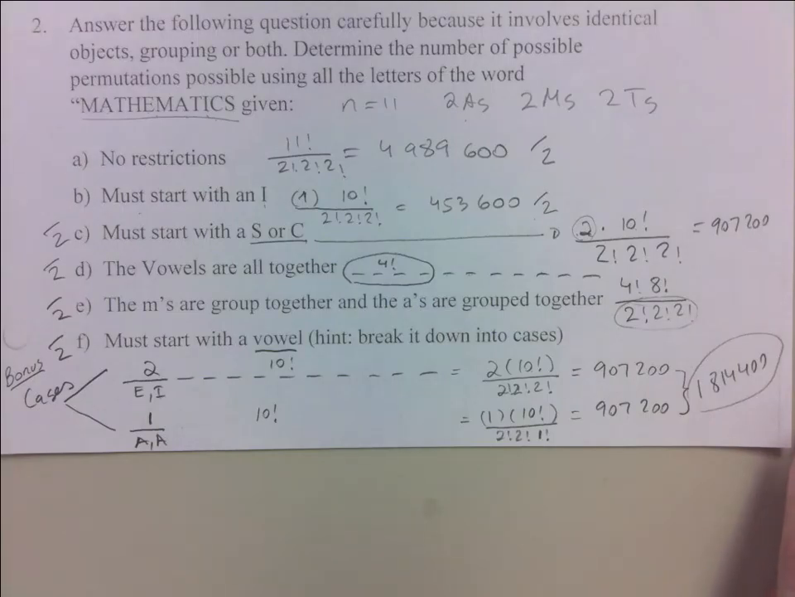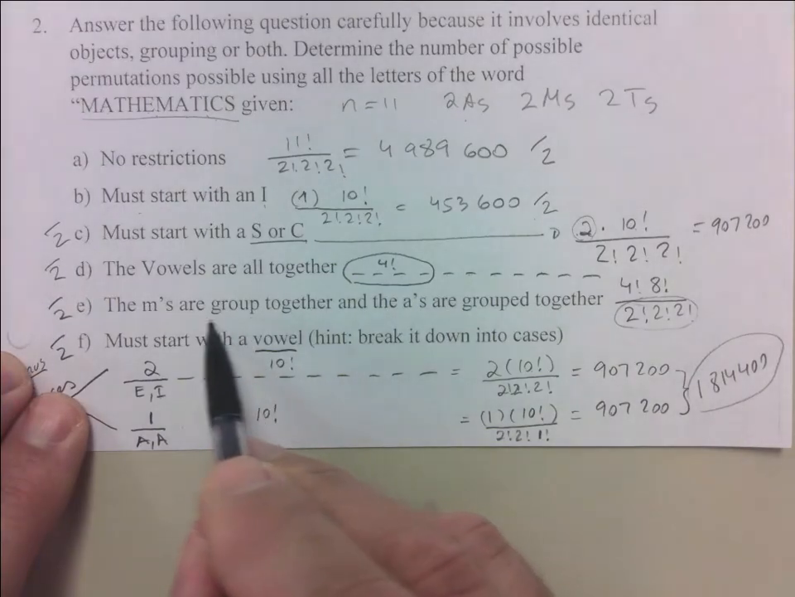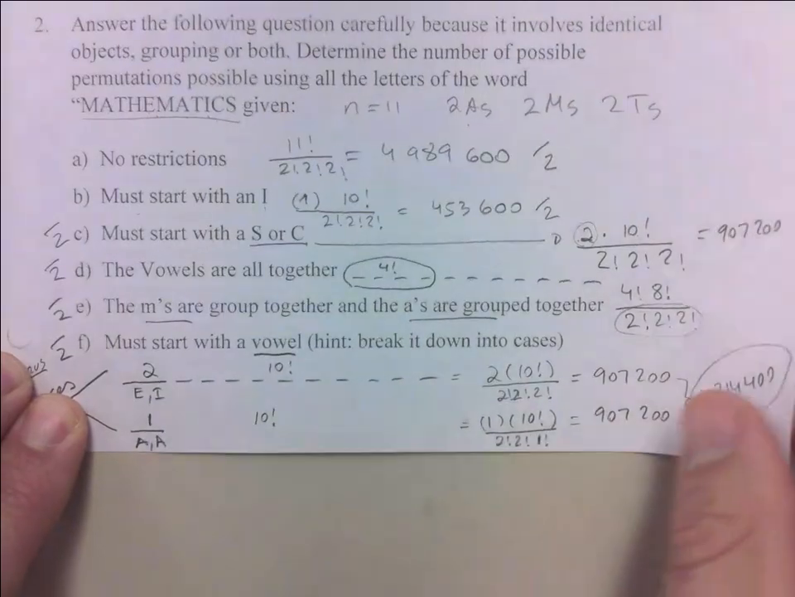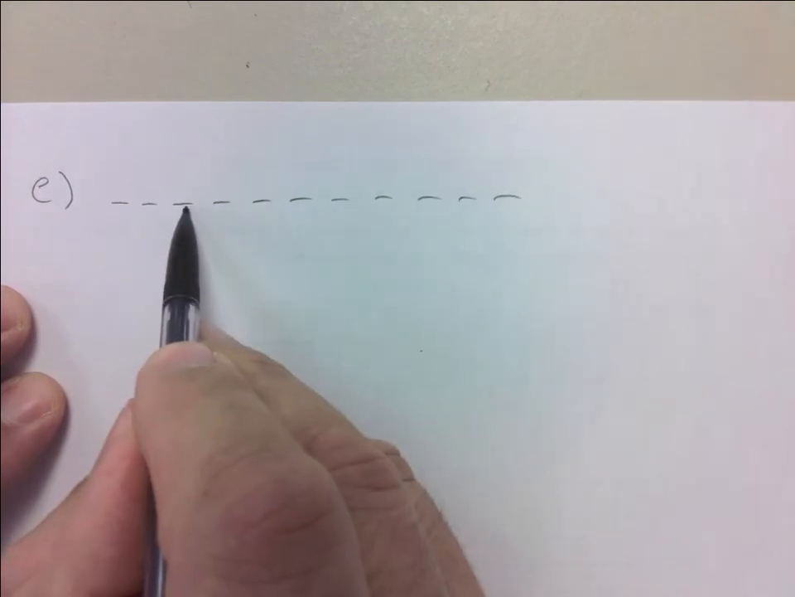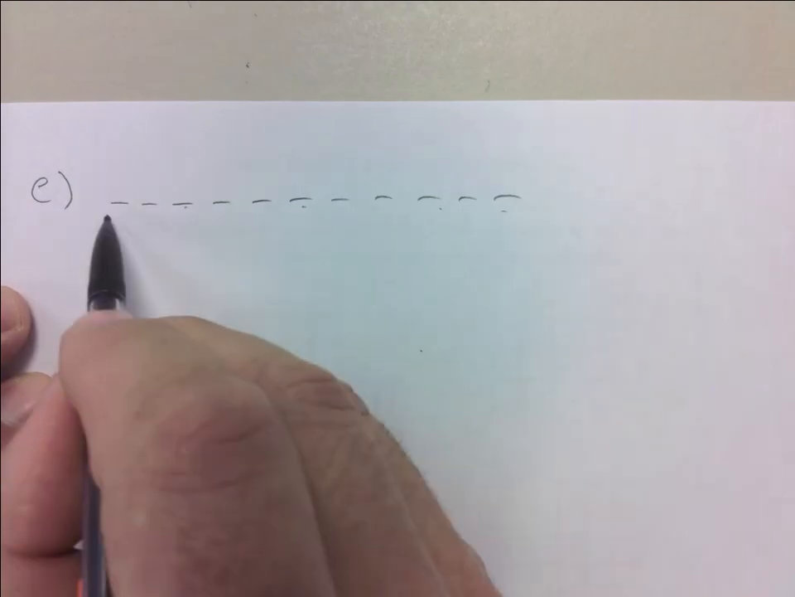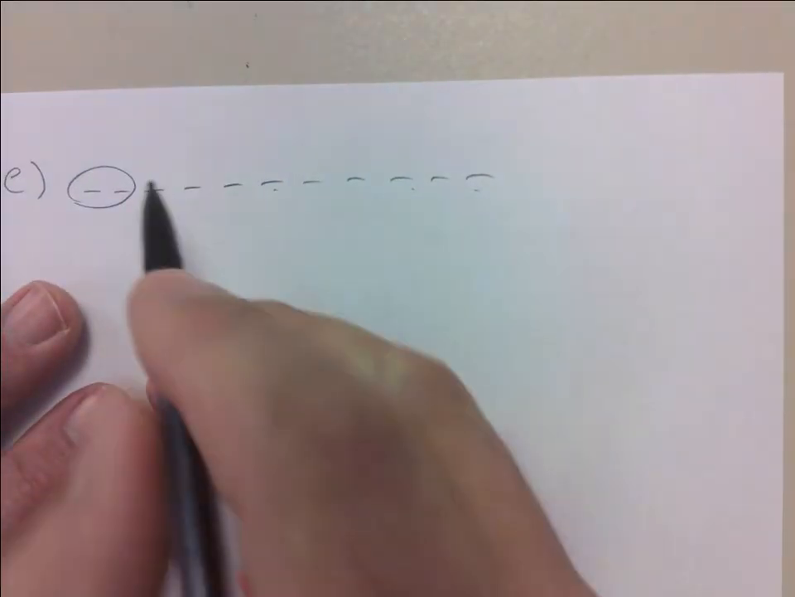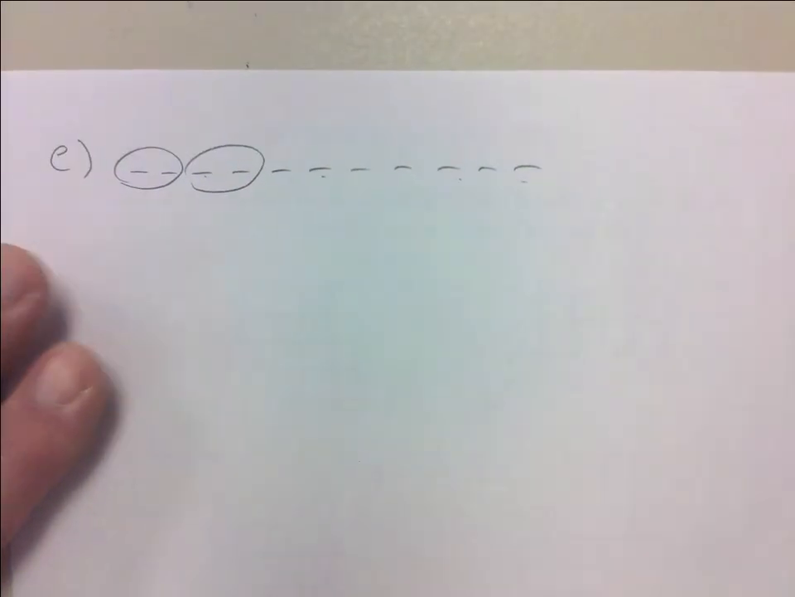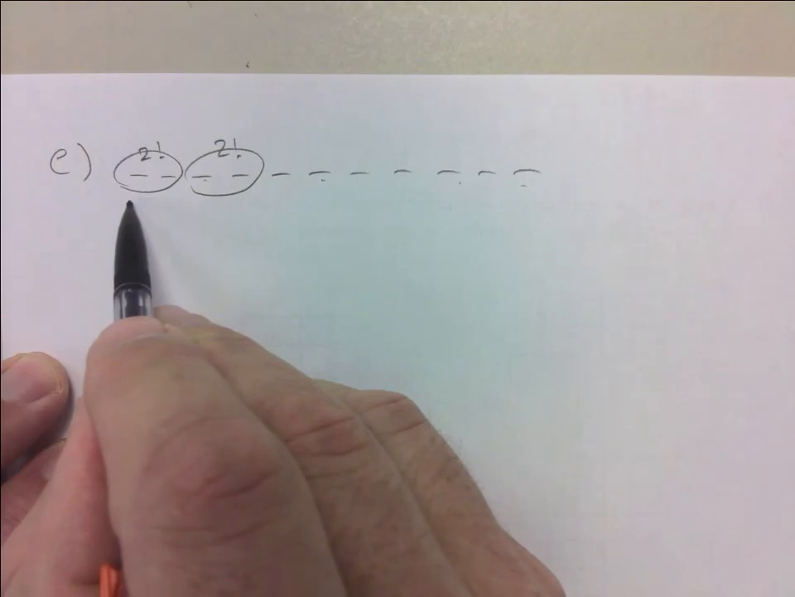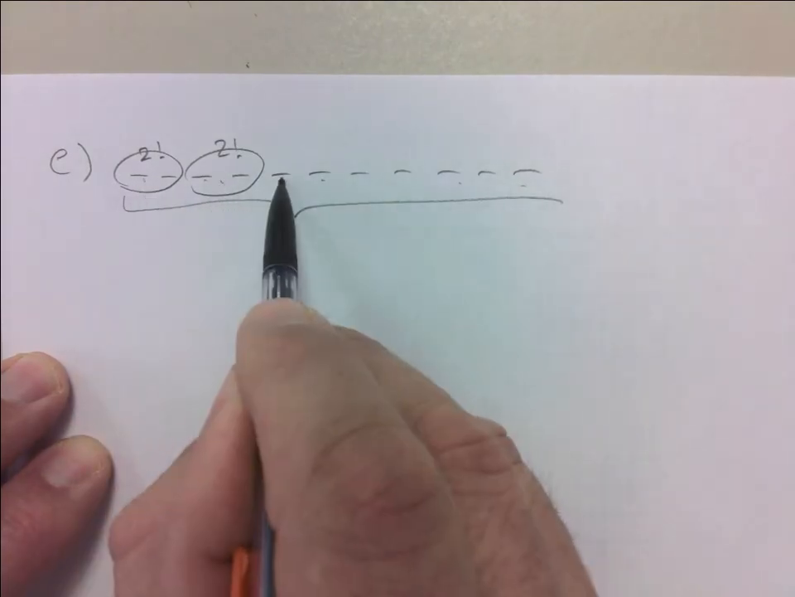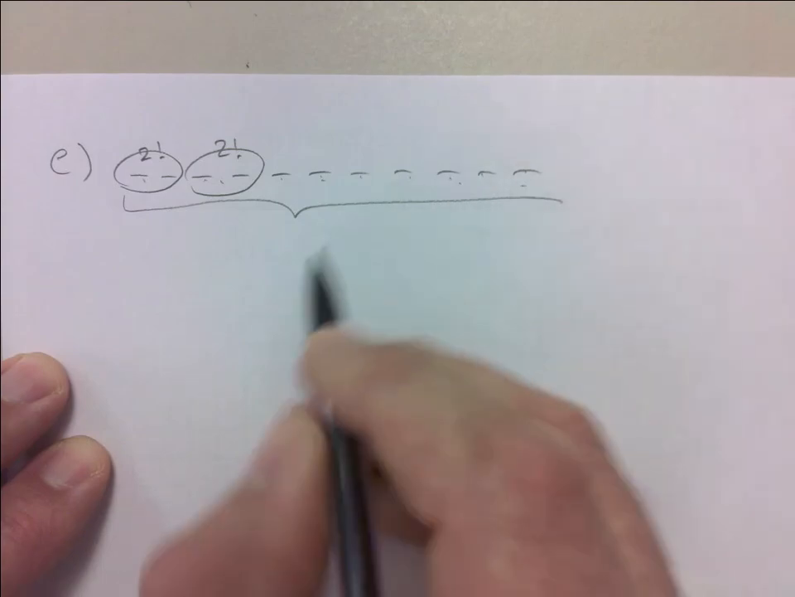Are we ready for E? I'll do it on the back side. So all the M's are together, all the A's are together. Let's go to the back here. I will at least. 1, 2, 3, 4, 5, 6, 7, 8, 9, 10, 11. Okay, so the M's are together and the A's are together. So you've got 2 groups basically together. So this is 2 factorial, 2 factorial. And then I count, zoom out, 1, 2, 3, 4, 5, 6, 7, 8, 9 factorial.